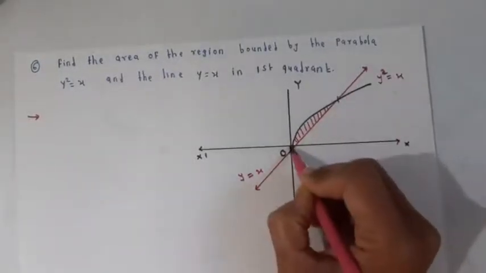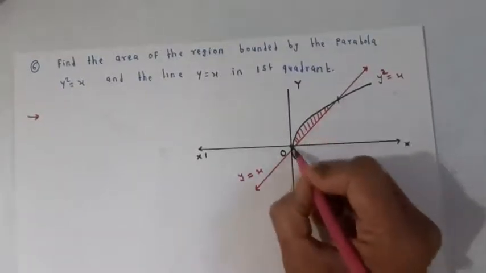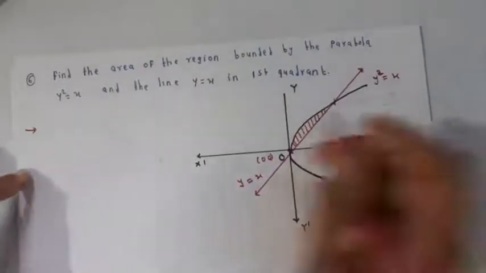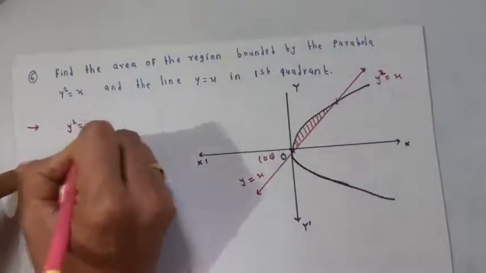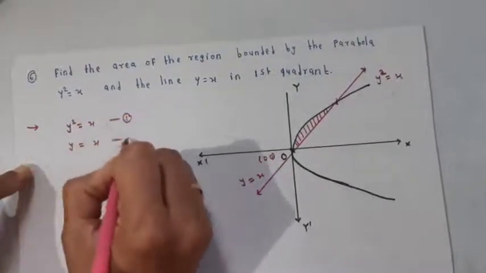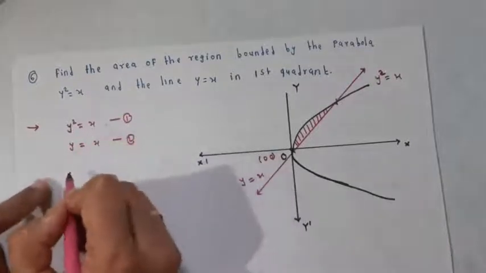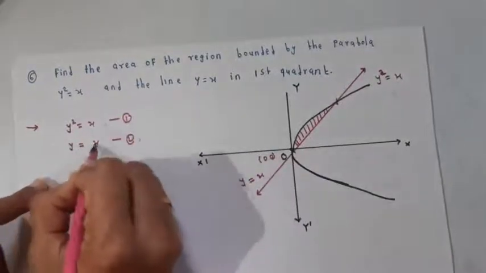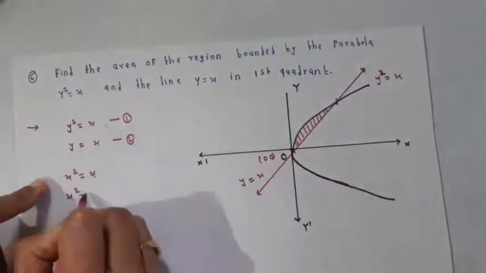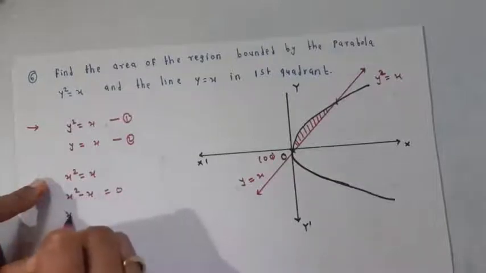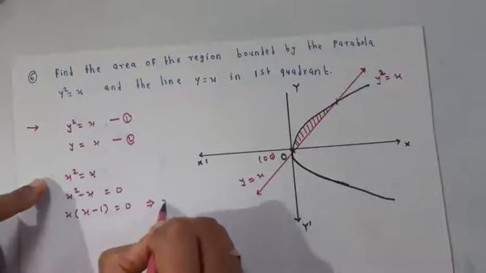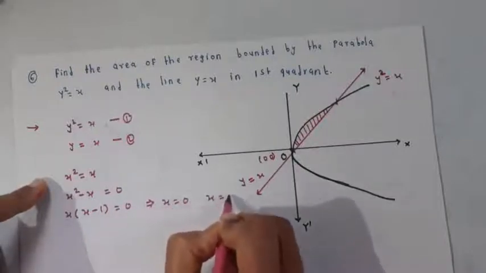This is the point of intersection. The points of intersection are here and here. Obviously this is 0 0. Let us find out the other point of intersection. So we have the equation of the parabola and the equation of the line. Now put the value of the line, y equal to x, in the parabola, we get x square equal to x. This implies x square minus x equal to 0. This implies x into x minus 1 equal to 0. This implies x equal to 0 and x equal to 1.